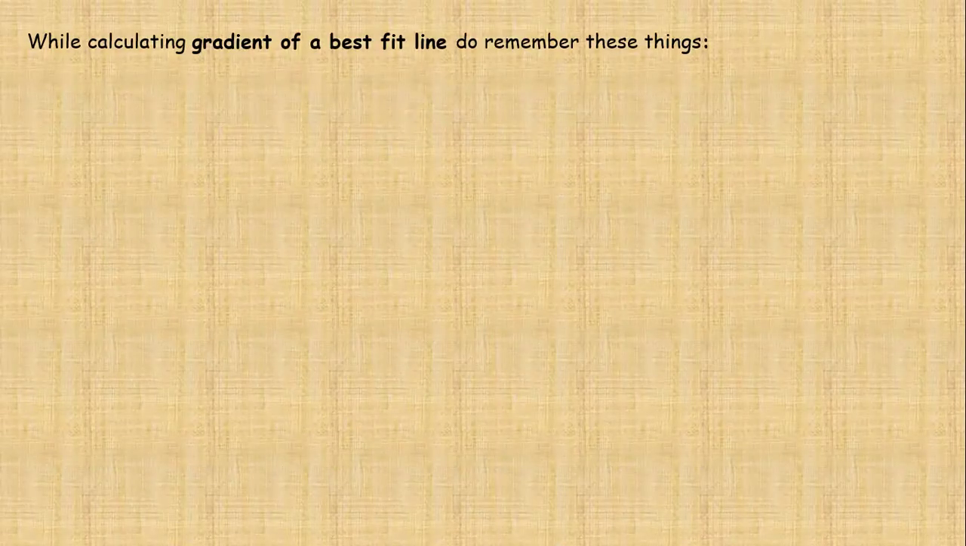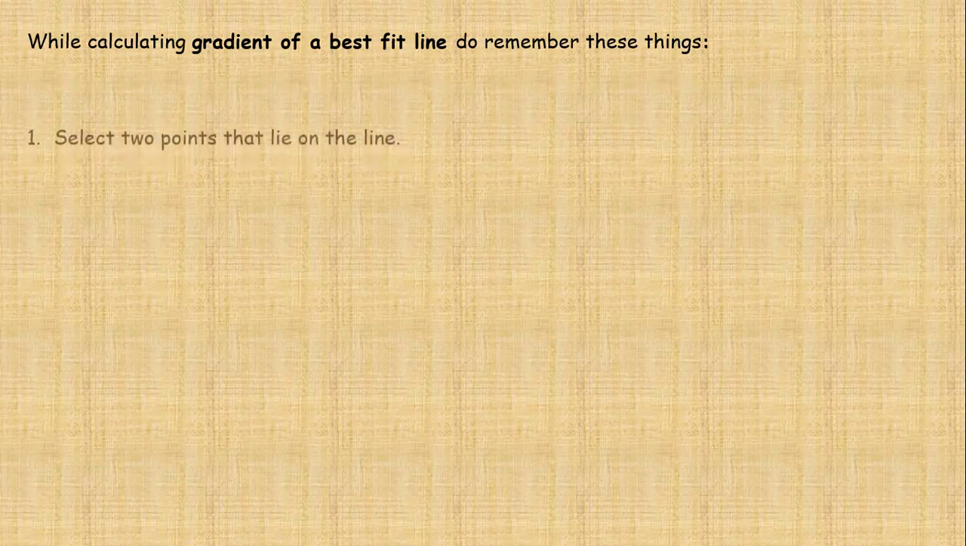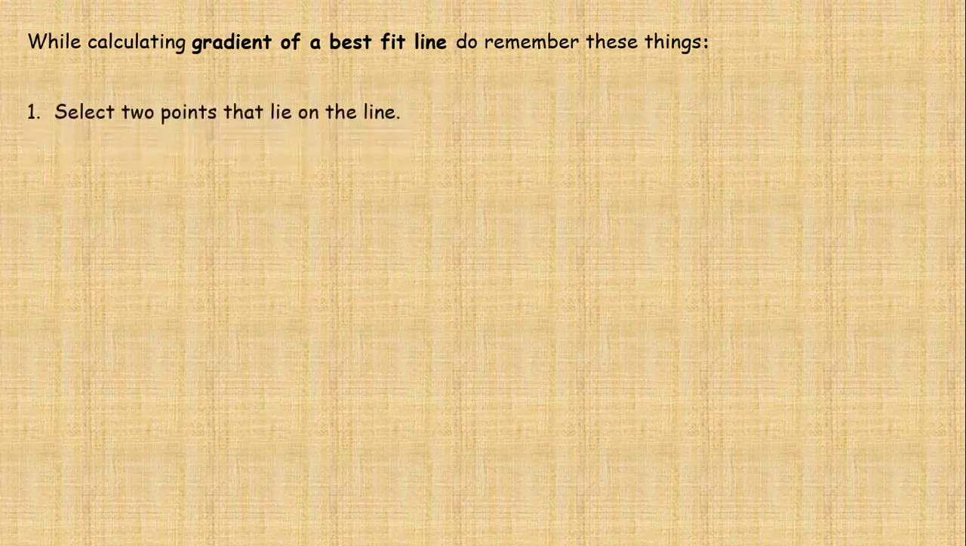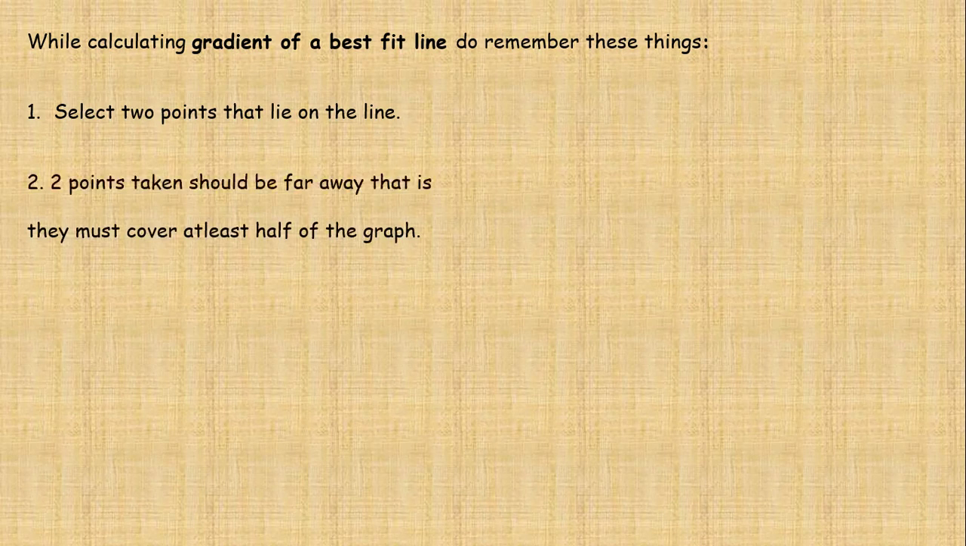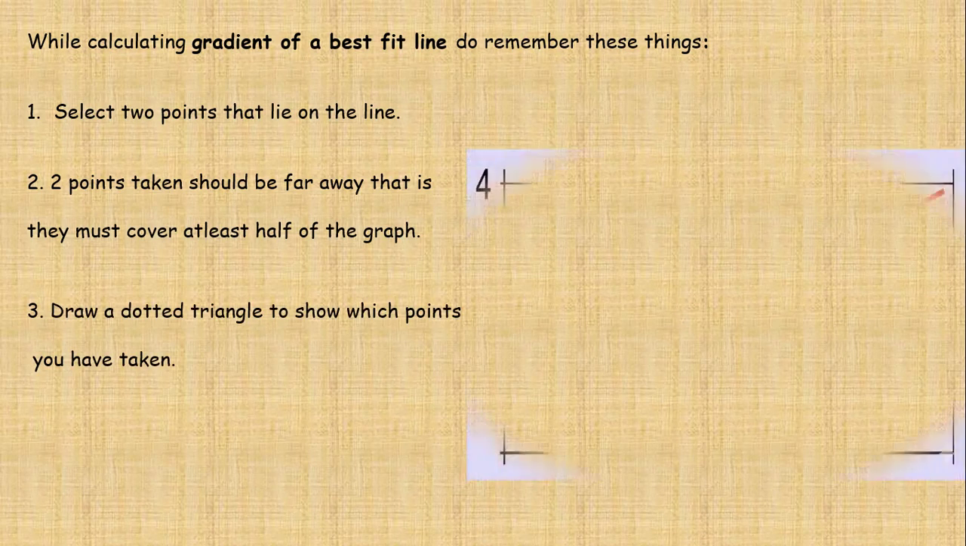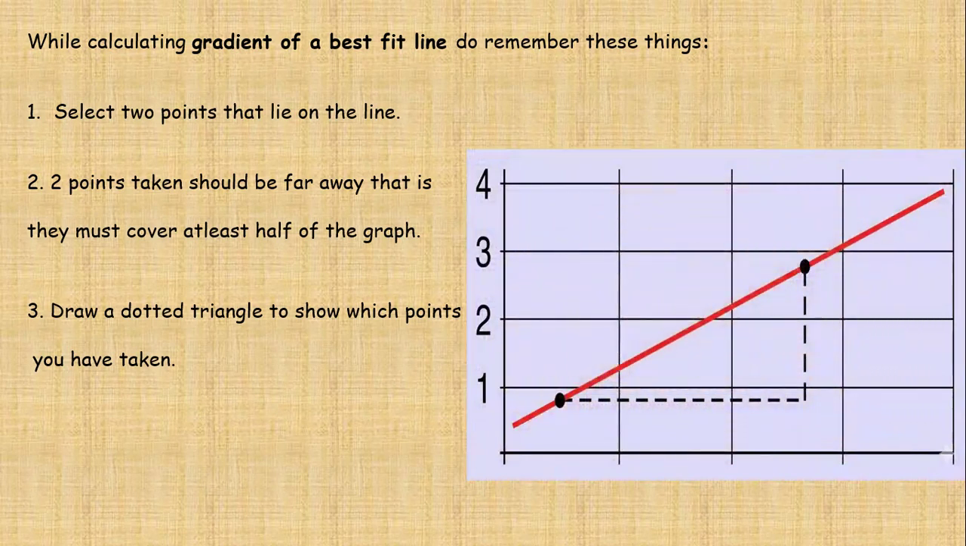Now, if the examiner asks you to find the gradient, what do you have to do? There are some steps that you need to follow. First of all, you have to take 2 points that are present on the line, and the distance between these 2 points must be at least half of the drawn line. Okay, that's very essential. And after that, taking those 2 points, draw a dotted triangle to show which points you have taken. Okay, sometimes there's 1 mark allotted for that. Okay, that's the best example for taking the gradient on your best fit line.